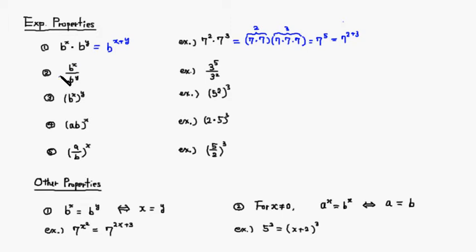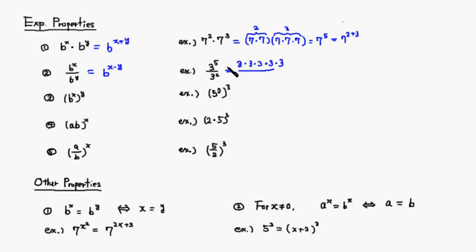Number 2, this one is a division. If you have b to the x divided by b to the y, and you write it as a single exponential function, this is going to be b to the x minus y. Why is that? Let's look at a small example. 3 to the 5th power divided by 3 squared. What is 3 to the 5th power? That's the same thing as 3 times 3 times 3 times 3 times 3.